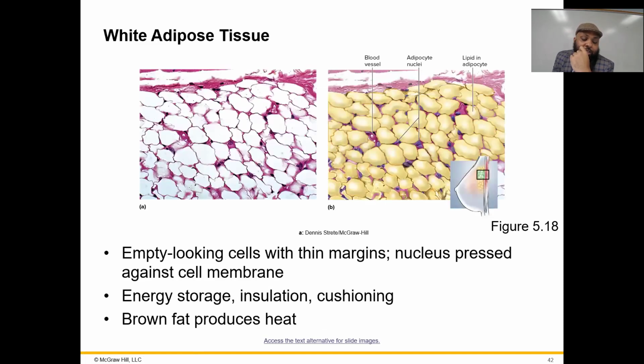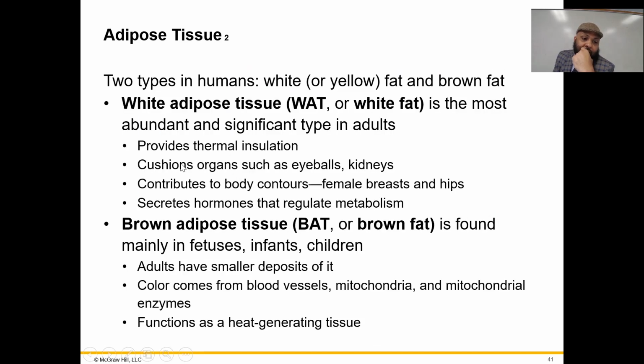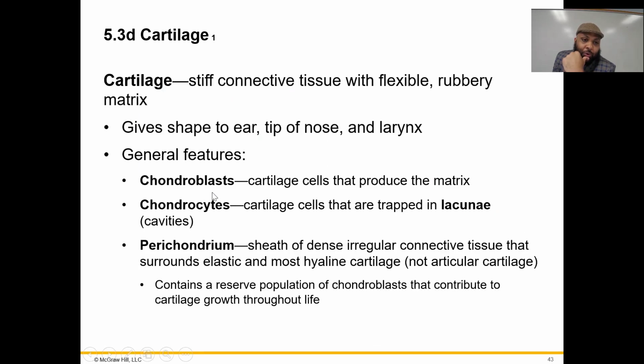So the white adipose tissue is empty-looking cells with thin margins, with the nucleus pressed against the cell membrane. There's energy storage, insulation, and cushioning, and brown fat produces the heat. So brown fat is responsible for heat production, and white fat is important for thermal insulation, cushioning, and structural support.